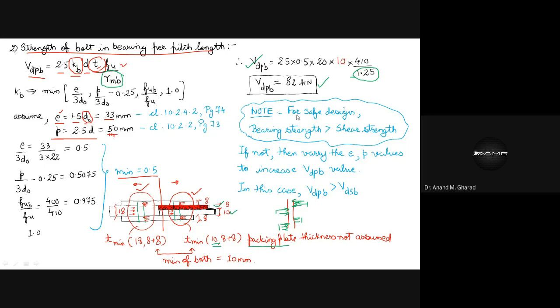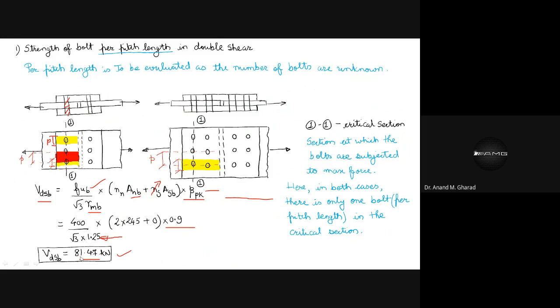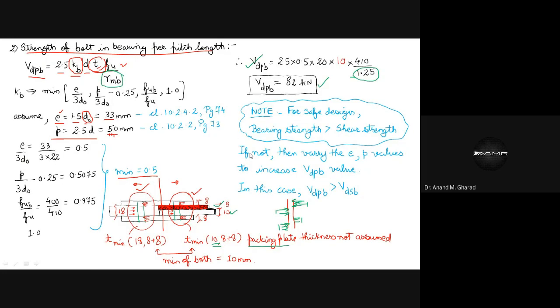Theek hai. So one note I have written over here that for safe design, the bearing strength should be greater than shear strength. Okay, and if somehow the bearing strength comes to be less than the shearing strength, then you are supposed to vary the E and P values so that the VDPB value can be increased. We will see how this variation can be done, but for initial knowledge, you can just remember this thing. But in this case, what do you observe? What is the shearing value? 81.47, and this is 82. Just safe, just safe.